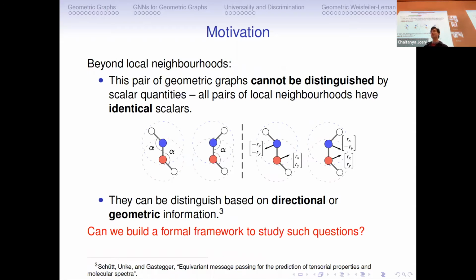From local neighborhoods, GNNs usually stack these layers. So if you can't distinguish local neighborhoods, you can't distinguish entire graphs themselves. Because, for example, in this case, all the local neighborhoods have identical scalars, identical distances and angles. What actually distinguishes them is that the geometric or directional information is different. So in our work, we're trying to build a formal framework to study such questions and use that to design new models in the future.